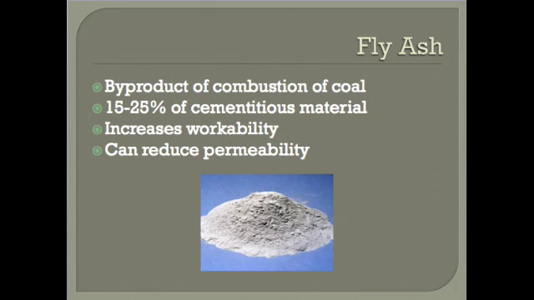Fly ash is a byproduct of the combustion of coal and often comes from coal power plants. It can be used in concentrations from 15 to 25% of the cementitious material by weight. Fly ash can increase workability because it decreases the water demand. This workability means that it flows and consolidates better. It's an interesting material for pervious concrete because pervious is often very stiff and tough to work with, and the fly ash decreases the need for water and increases the workability.